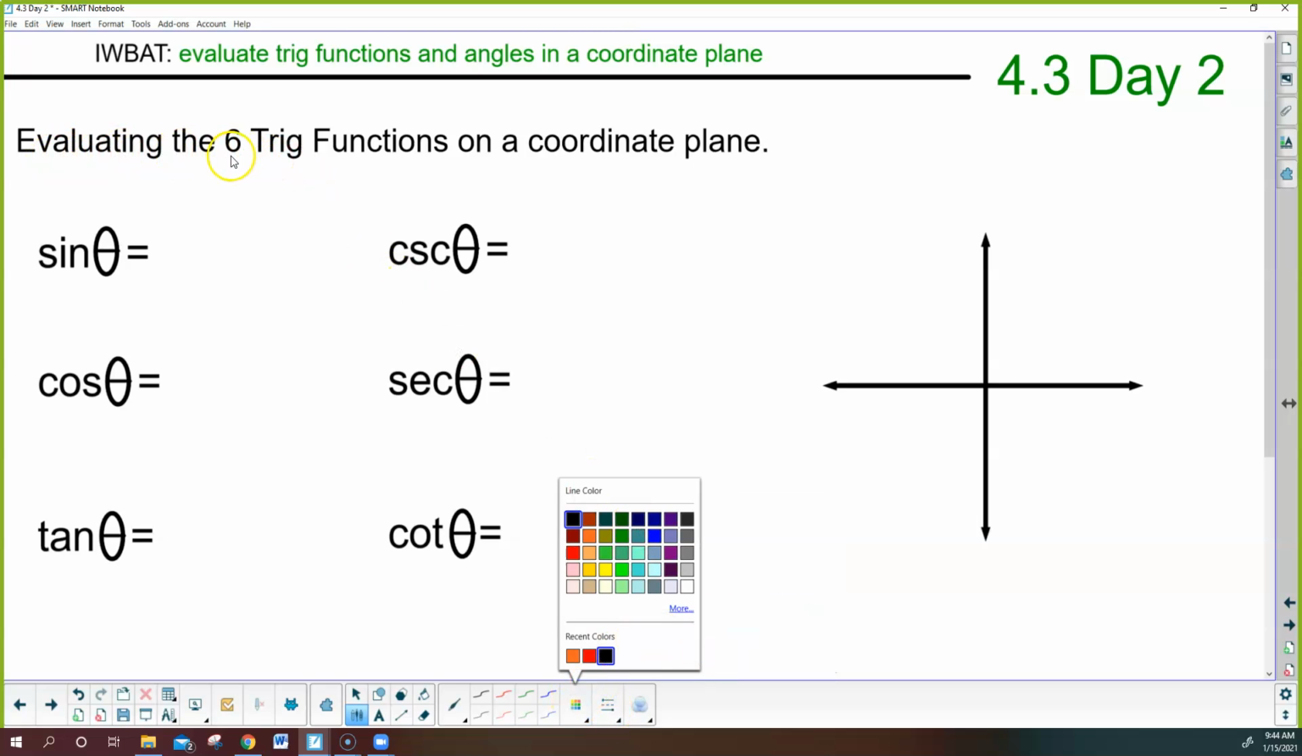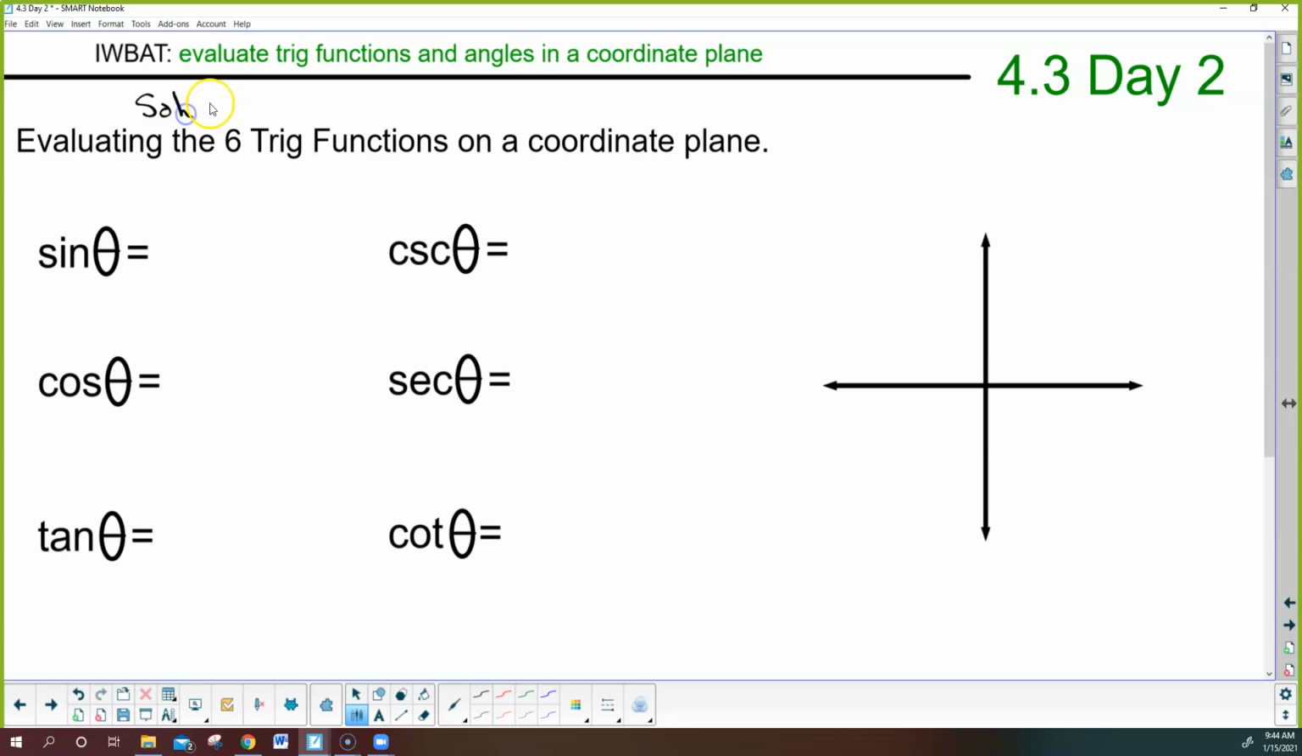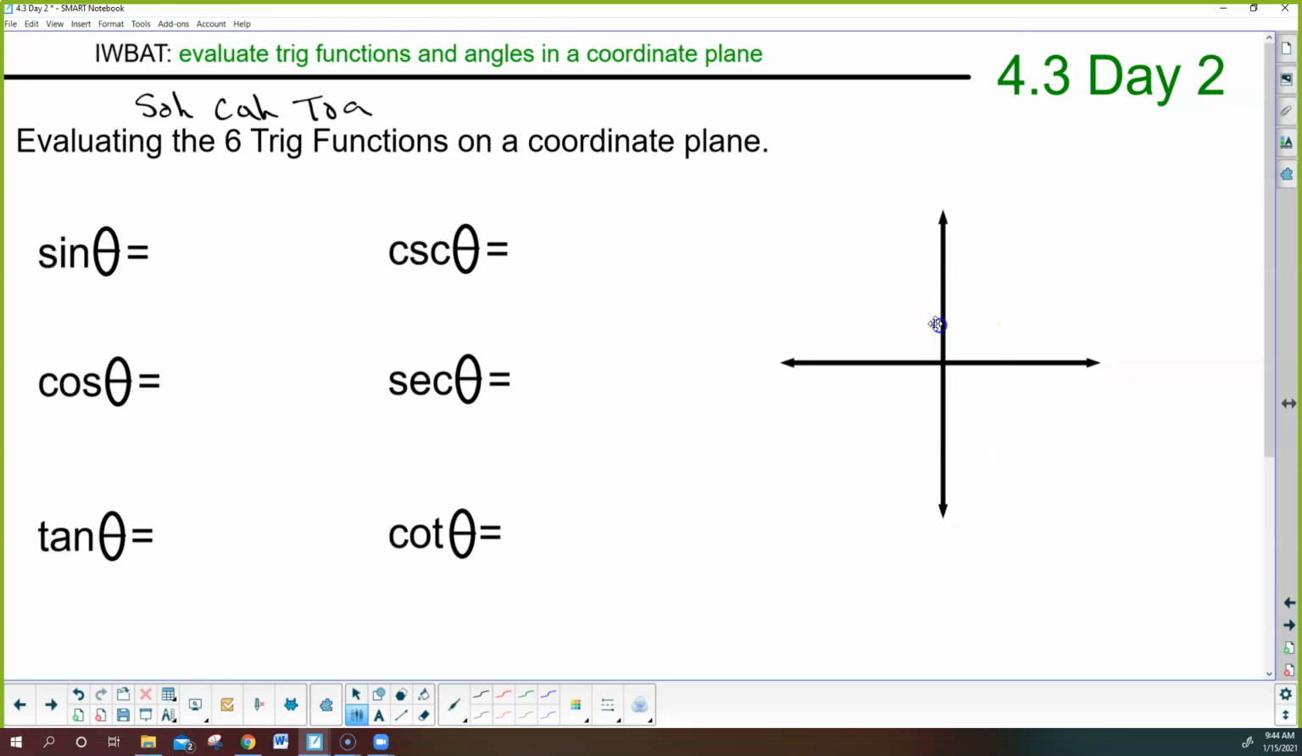Okay, we're looking at evaluating the 6 trig functions on the coordinate plane. So we know what sine is, we know what cosine is, SOHCAHTOA. And because we know those 3, we know their reciprocals. And that's what we're going to be basing it off of. But instead of giving you numbers or angles, we're going to do this with a generic setting to help you recognize the pattern.